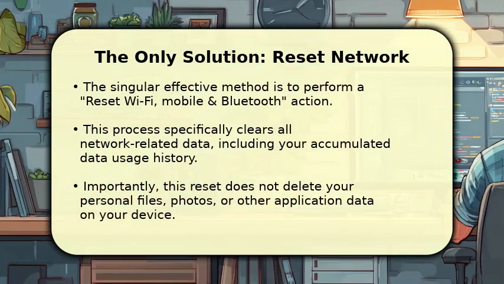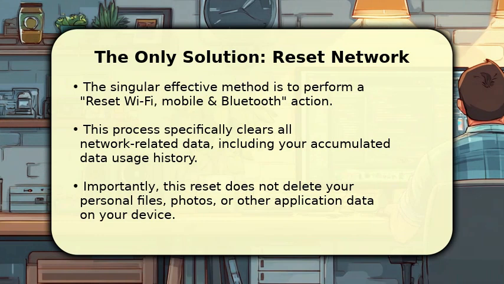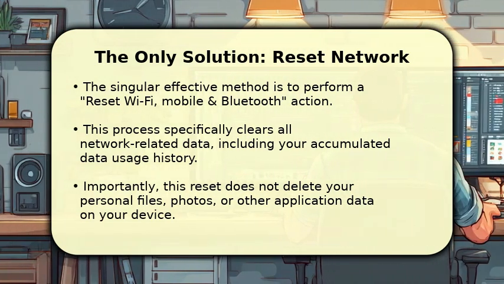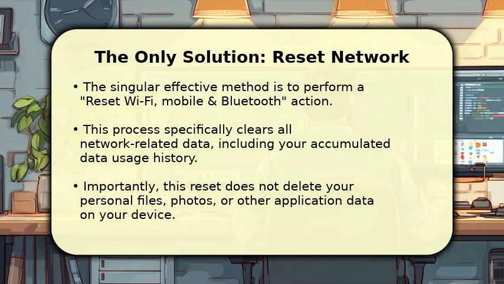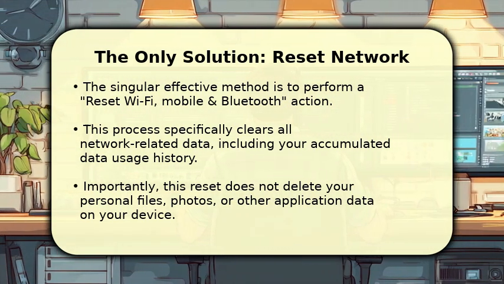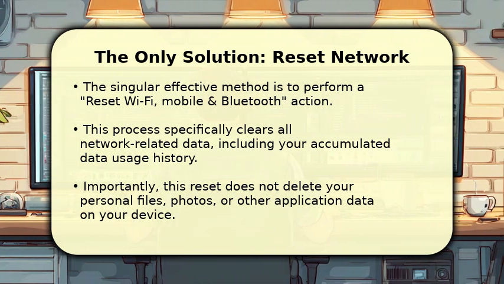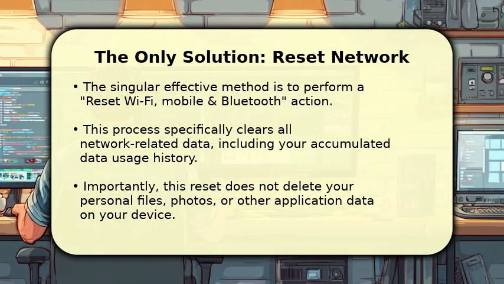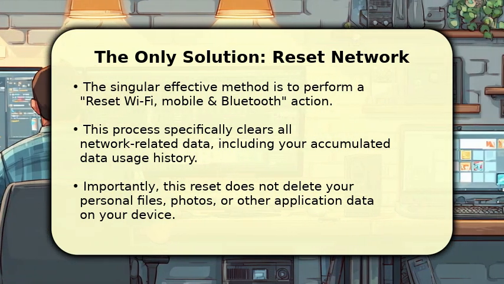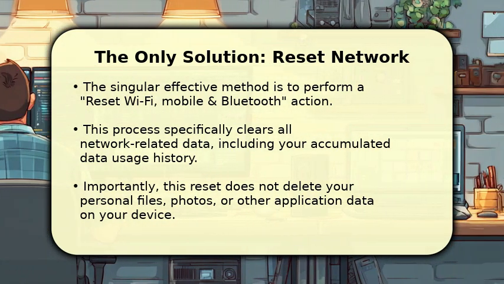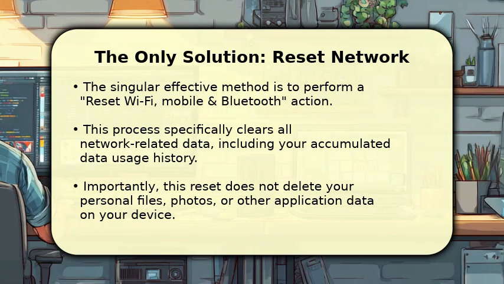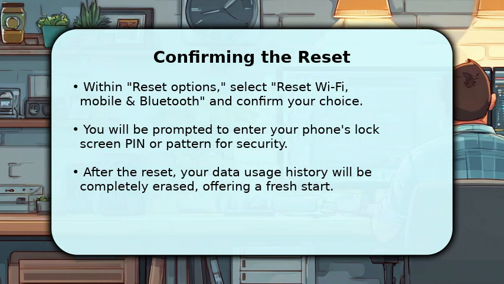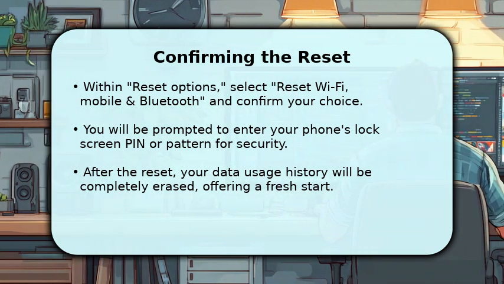The only way to effectively delete your data usage history on a Vivo phone involves performing a Reset Wi-Fi, Mobile, and Bluetooth. Navigate back to the main settings, then find System or System and Updates, and finally look for Reset Options. This specific reset clears all network-related data, including the usage history you wish to remove, without touching your personal files.